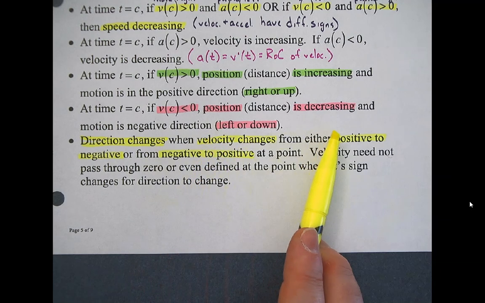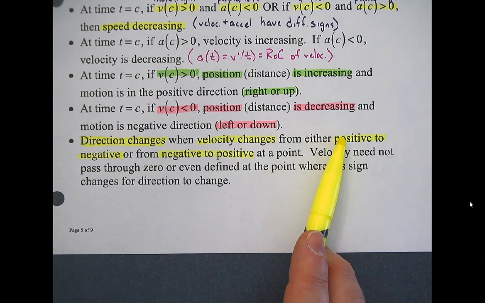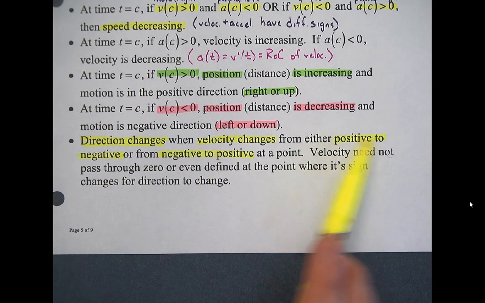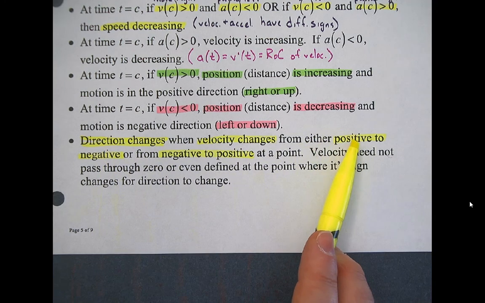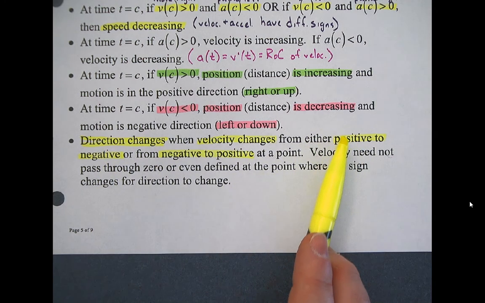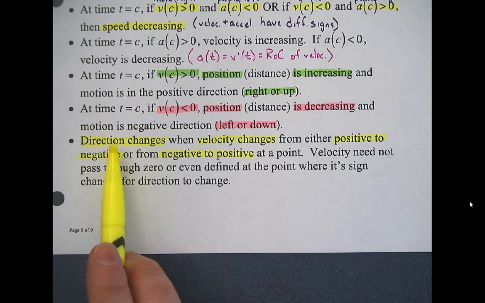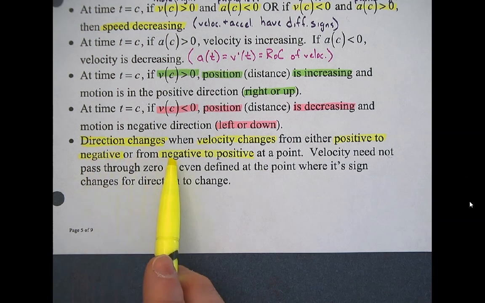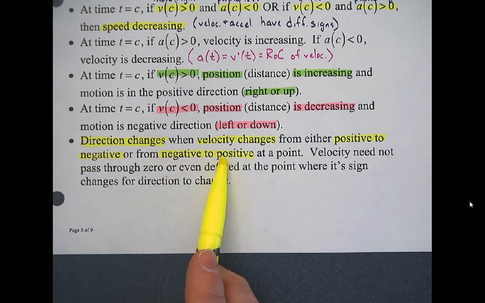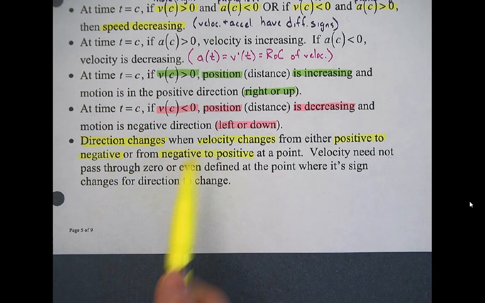So if my velocity is positive, I'm moving to the right. And all of a sudden my velocity becomes negative, that means I'm moving to the left. What had to have happened? I had to have changed direction. If my velocity is negative, I'm moving to the left, and then suddenly it becomes positive, that means I'm moving to the right. So I change directions at those moments.